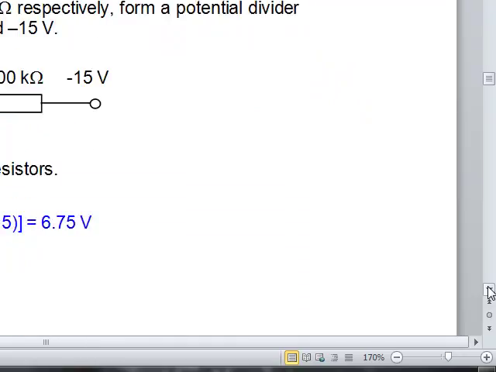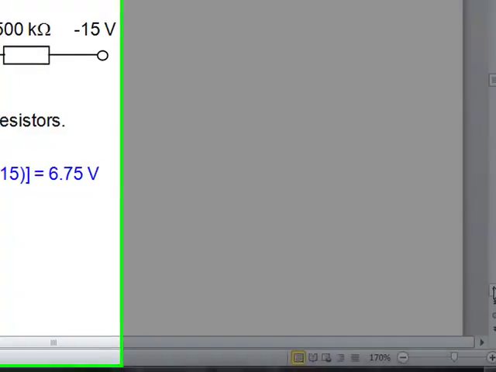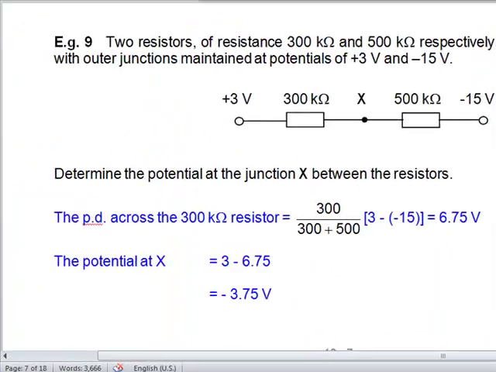Let's move on to look at the calculations in example 9. I have two resistors in series, and one end is connected to a terminal of potential of 3 volt and the other one is negative 15 volt.